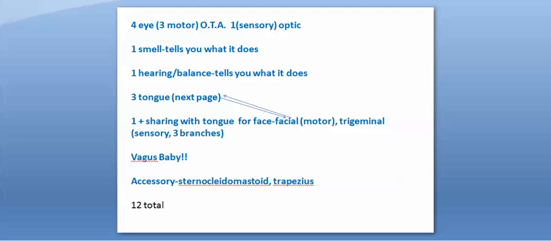So there are four cranial nerves to the eye: optic for sensory, right, vision, and then we have oculomotor, trochlear, and abducens. Then we have one for smell, olfactory, and one for hearing and balance, vestibulocochlear. It tells you exactly what it does. Then we have three for the tongue, and we're going to go over that on the next couple of pages.